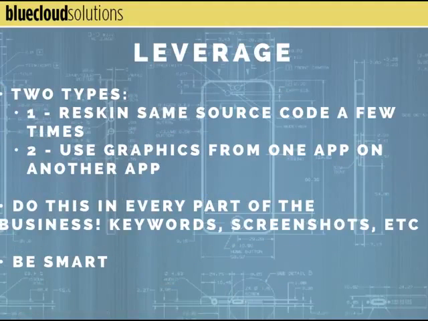Leverage. You guys probably know by now that I love leverage. I think that leverage is one of the greatest things in the entire world, especially in business. And in reskinning, there's 2 types to think about as you create and scale these processes. The first is the classic example, right? Like you reskin the same source code a few times. You take the video merger code and you make 5 versions. That's what I did. It worked really well.